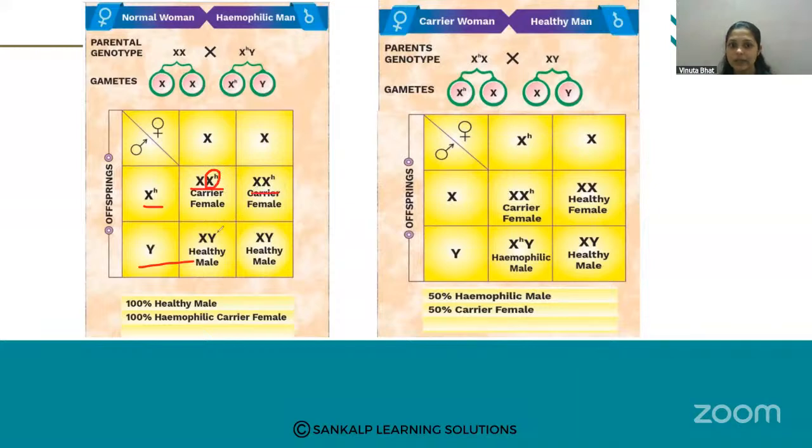Okay, she is also a carrier. XY, so a healthy male, and XY, another healthy male, is possible. In case of a female, only one X chromosome is affected. Only the female is the carrier. XHX crossed with XY. So what will be the resulting offspring, that you can see here.